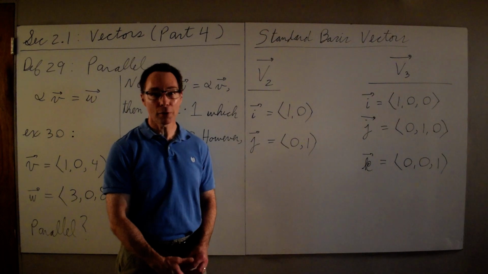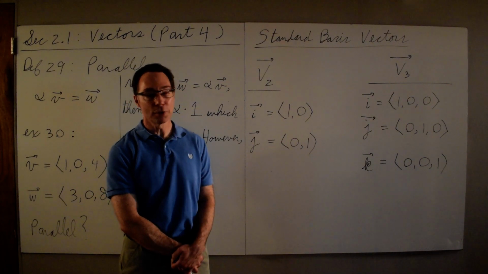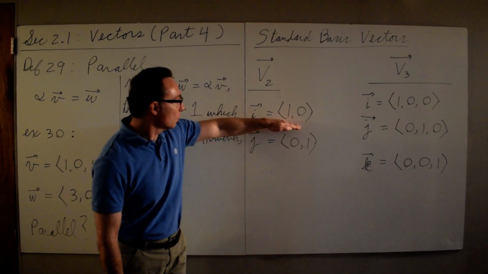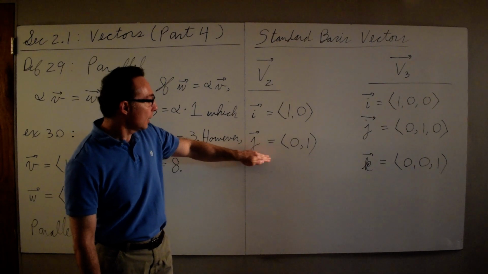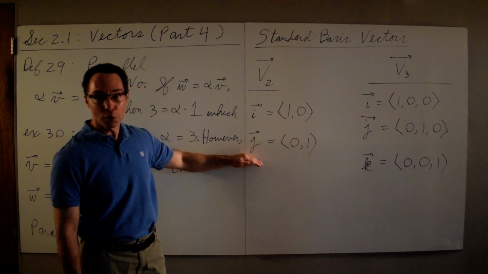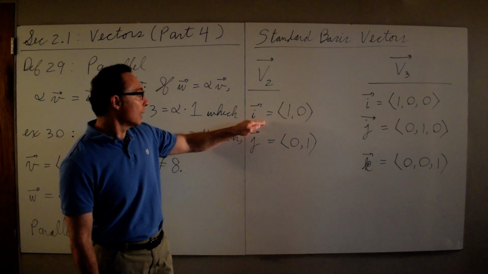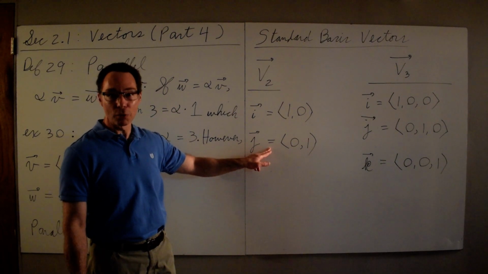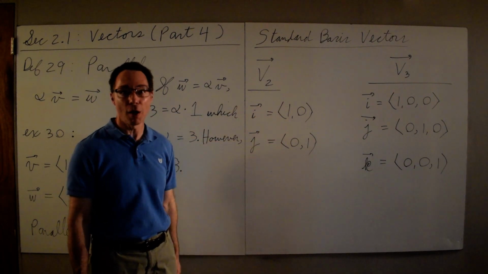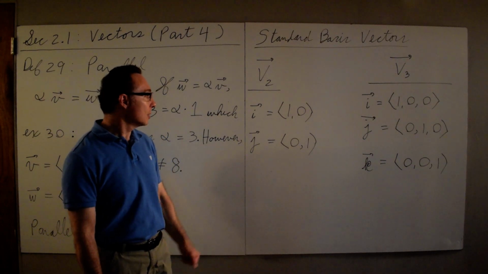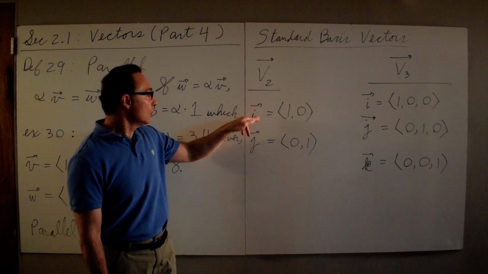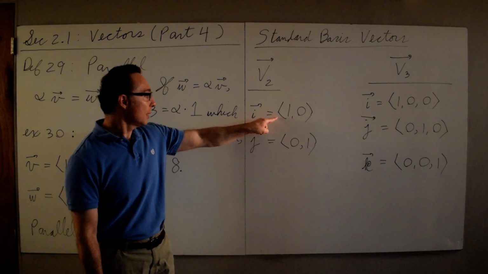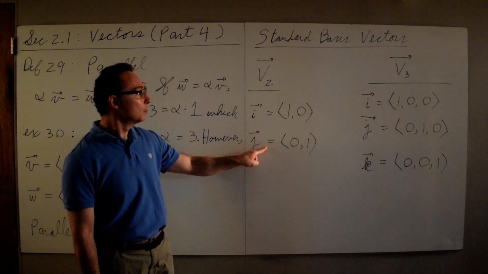Last thing I want to talk about are what we call the standard basis vectors in V2 and V3. So in V2 we have the vector i, which is 1, 0, and we have the vector j, which is 0, 1. If you take any vector in V2, you can write it as an arithmetic combination of i and j. The way we usually say that in linear algebra is we write it as a linear combination of i and j. But you can use vector arithmetic to write any vector in V2 in terms of i and j. So the vector a, b is going to be ai plus bj.